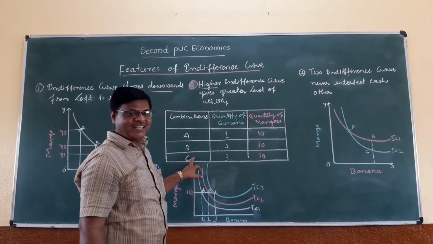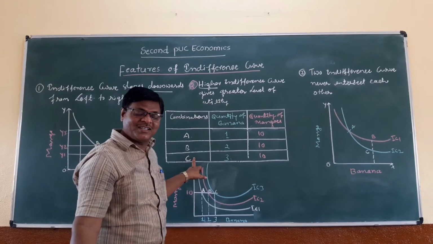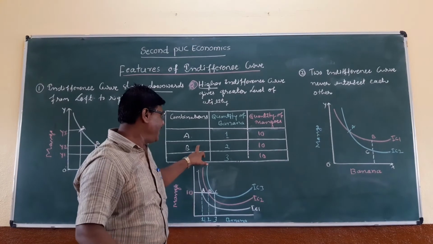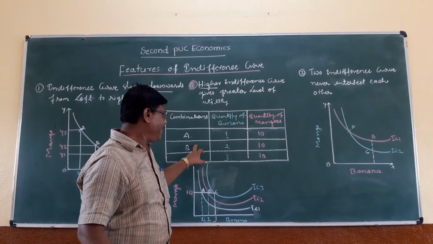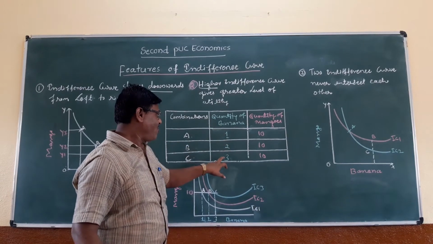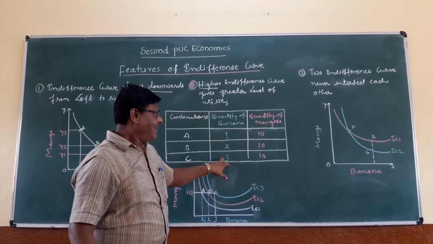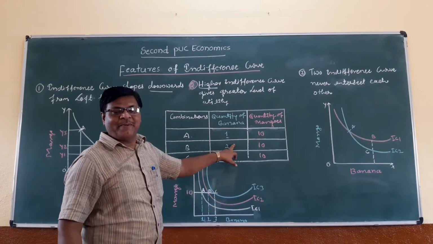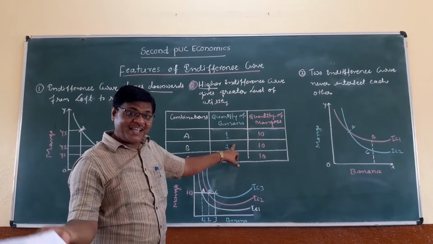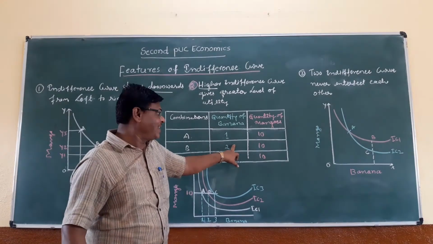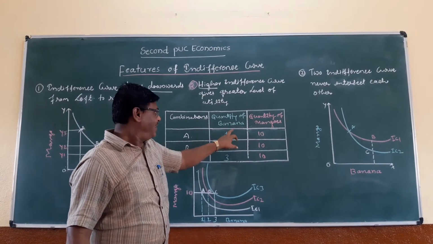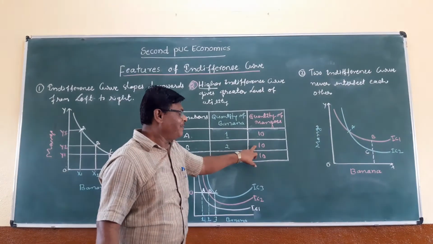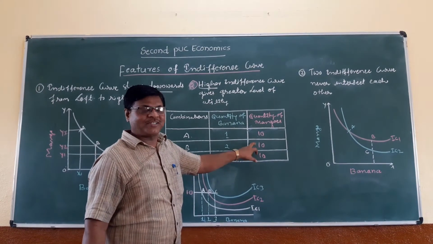And C combination gives more satisfaction, or more utility, than B, because the combination has 3 bananas and 10 mangoes, which is greater than combination B. And the B combination gives more satisfaction than A, because in combination B there are 2 bananas and 10 mangoes. It gives more satisfaction than A.